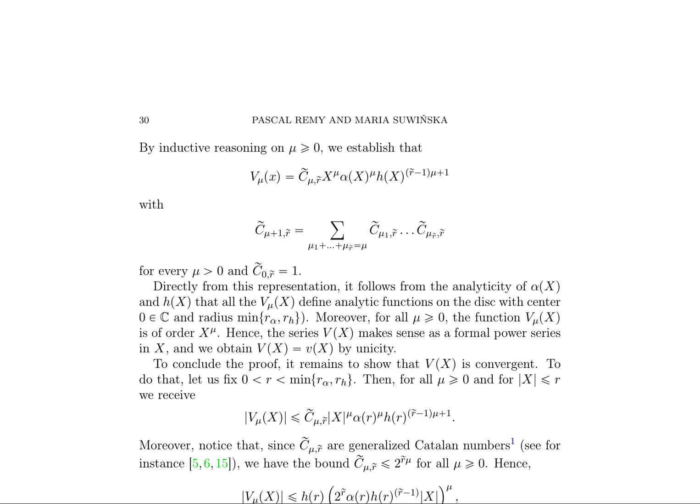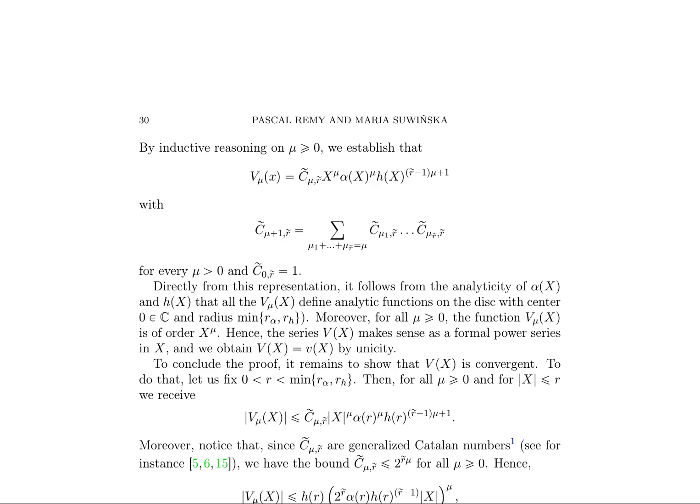The convergence of V(x) is established by bounding the coefficients, which are generalized Catalan numbers. This leads to the normal convergence of V(x) on any disk with center 0 and radius less than a specific value. Consequently, V(x) is analytic at 0, completing the proof of Proposition 6.3.